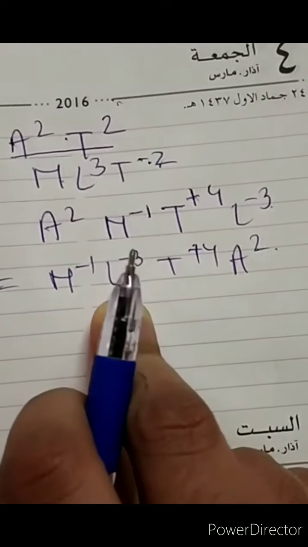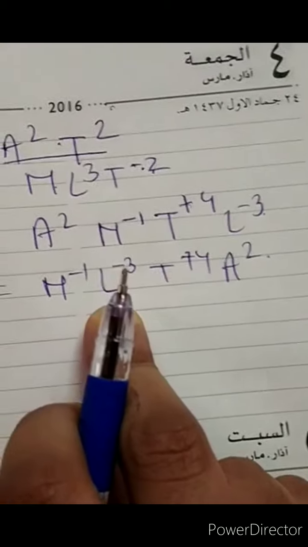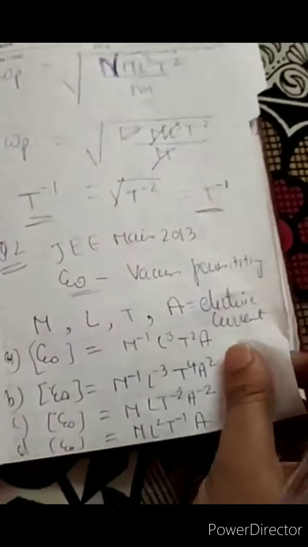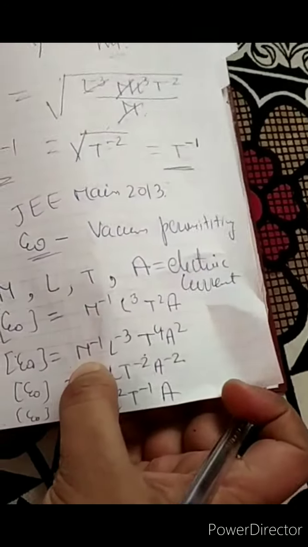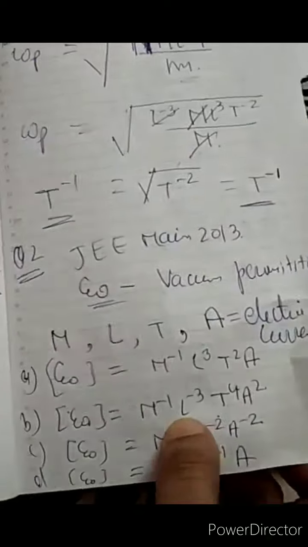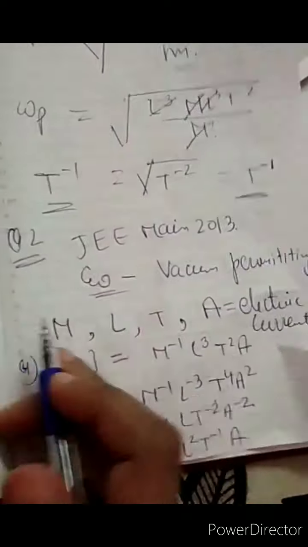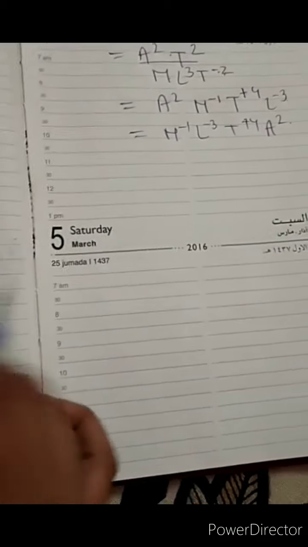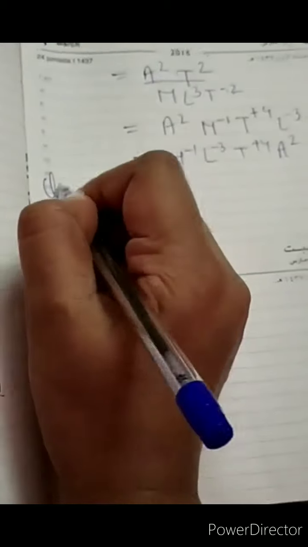So M minus 1 L minus 3 T to the power 4 and A square. Do we have such an option? M minus 1, L minus 3, T to the power 4 and A square. So option B is correct. Okay, fine. Let's do it quickly.